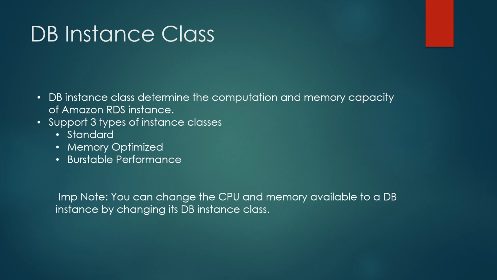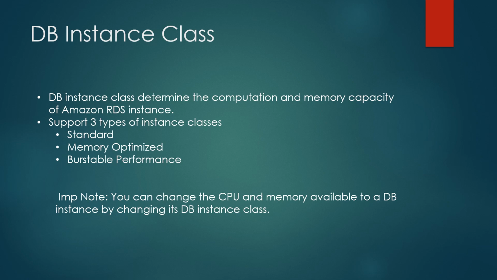Then you have to choose the instance class. Options available are standard, memory optimized, and burstable performance. Standard is a general purpose instance class that provides a balance of compute, memory, and network resources, and is a good choice for many applications. Various variants available are db.m5, db.m4, db.m3.